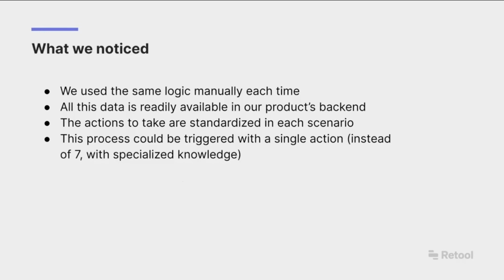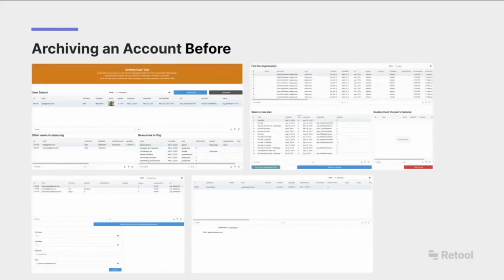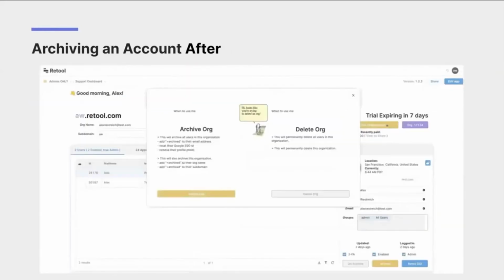What we noticed about this workflow is that we were running through the exact same logic every time. We checked the key data that was readily available inside of our backend and made the same decisions for each type of scenario. That meant that the process could and really should be massively easier for our team to manage if we had a better tooling setup. This is what archiving a user looked like before, checking different parts of 4 different apps. And this is what that workflow looks like after.